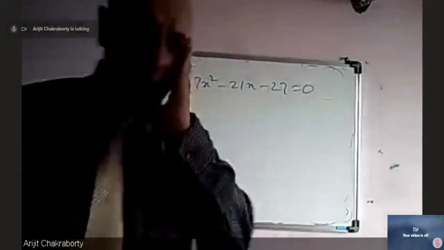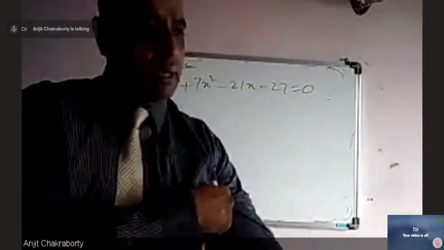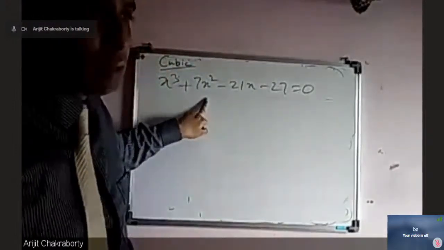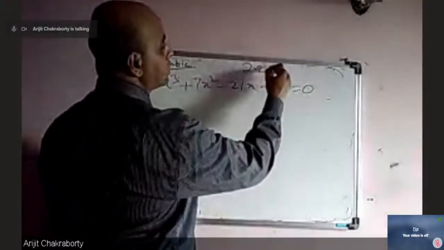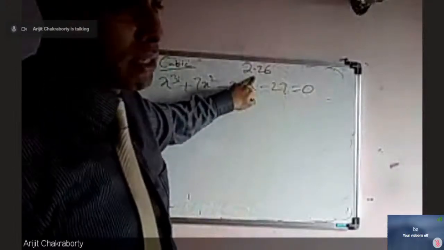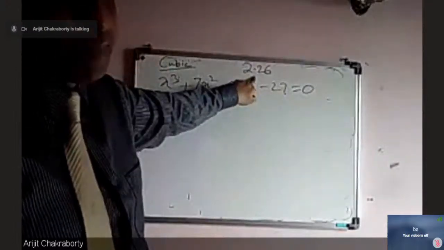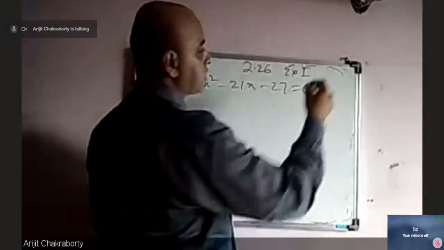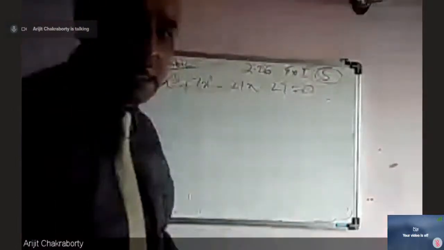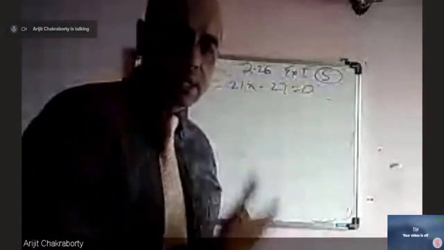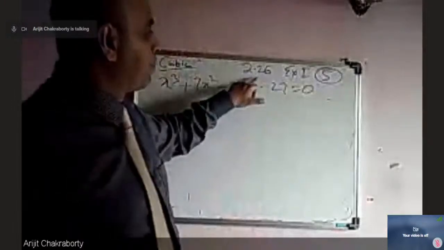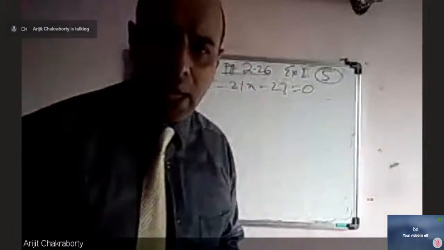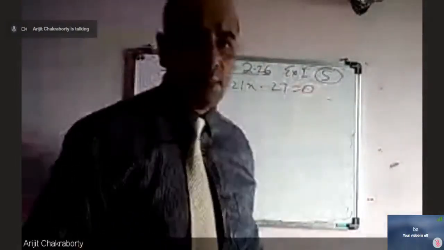In this example, if you get such a problem in the exam, you have to use trial and error. By the way, the problem is on page number 2.26 of the study material, exercise I, and the problem is number 5. It is given in the study material, but the solution is not given. We are doing it now.